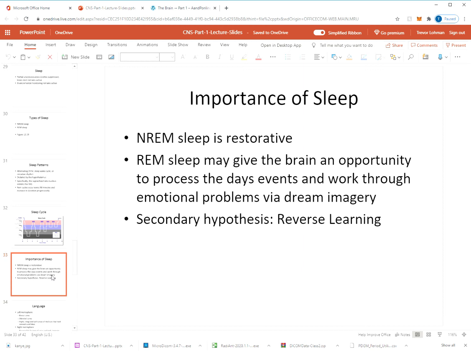A secondary hypothesis on what REM sleep is, is reverse learning. I don't really know what that means, and I don't think your book did a great job explaining it, but I guess the idea is throughout the day things happen and stimuli occur and they really aren't relevant or helpful, so your brain has to get rid of them and undo them and not store them, basically.